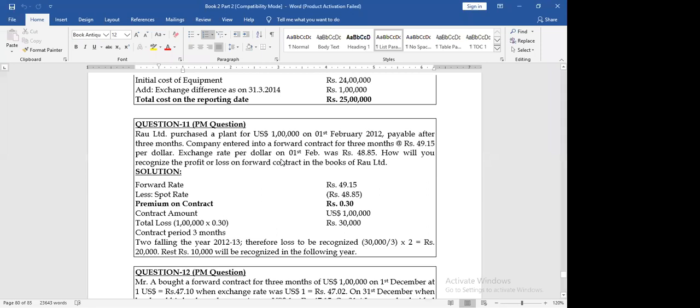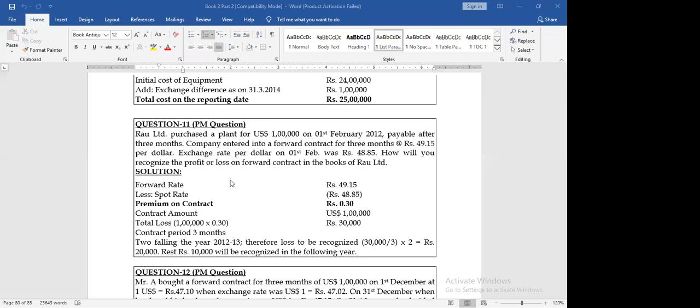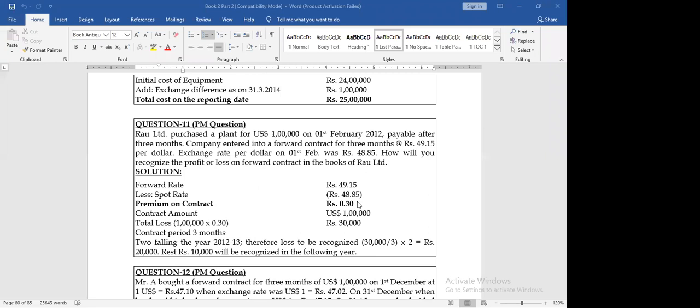Yes, sir. First, please read the question. I will read. Rao Limited purchased a plant for US dollar 1 lakh on 1st February 2012, payable after 3 months. Company entered into a forward contract for 3 months at rupees 49.15 per dollar. Exchange rate per dollar on 1st Feb was rupees 48.85. How will you recognize the profit or loss on forward contract in the books of Rao Limited?